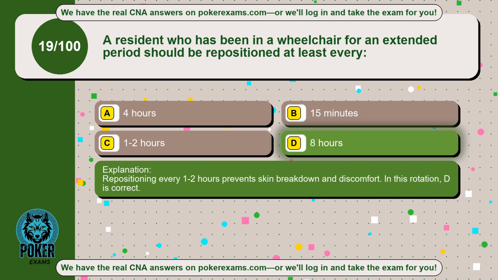Repositioning every 1 to 2 hours prevents skin breakdown and discomfort. In this rotation, D is correct.